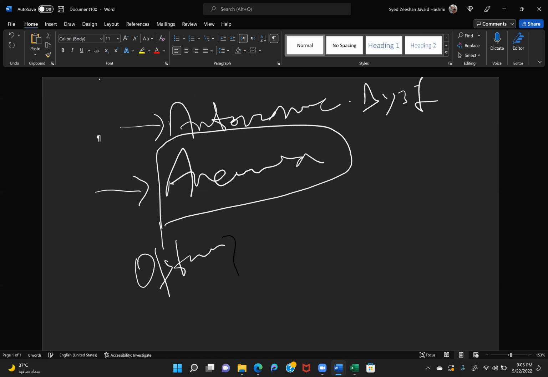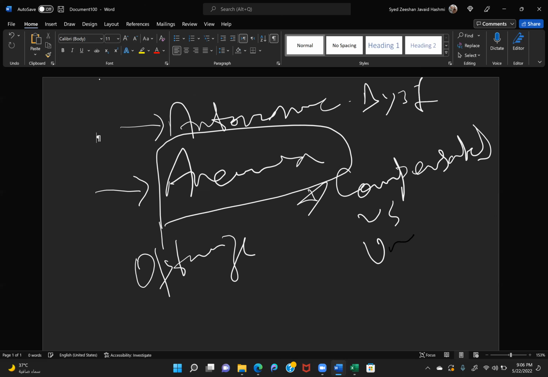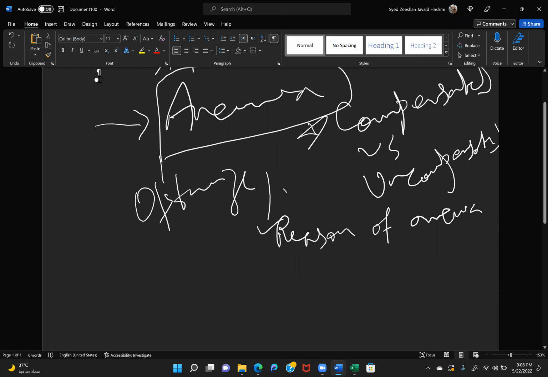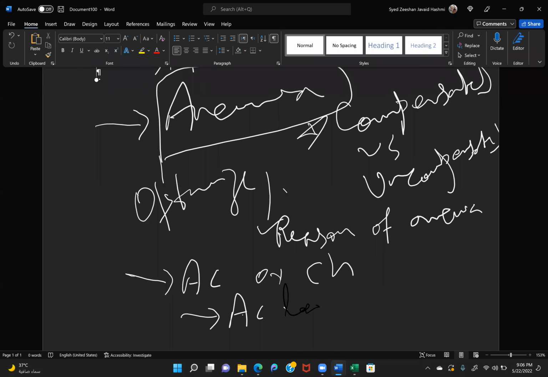Again, when you are evaluating the patient, you have to decide whether the patient is compensated versus uncompensated. This is the first thing you should know. People will be thinking about what the reason for anemia is. But actually, as an anesthetist, more than the reason, it matters whether it is compensated or non-compensated, and whether it is acute or chronic. Whether there is acute volume loss or acute loss going on.